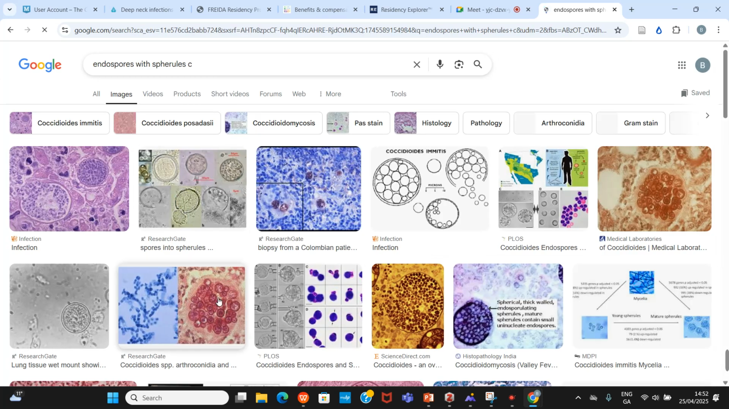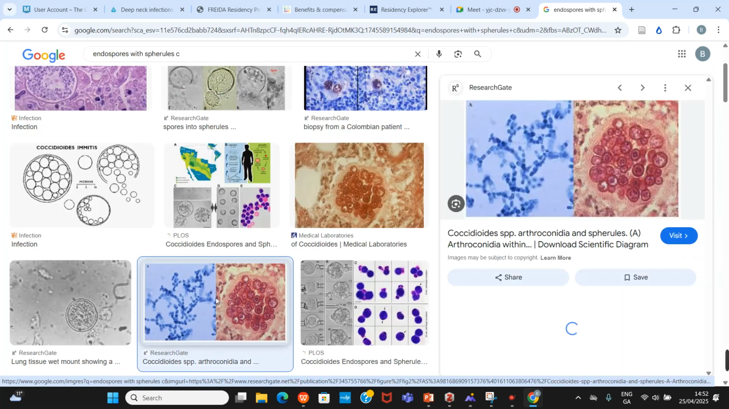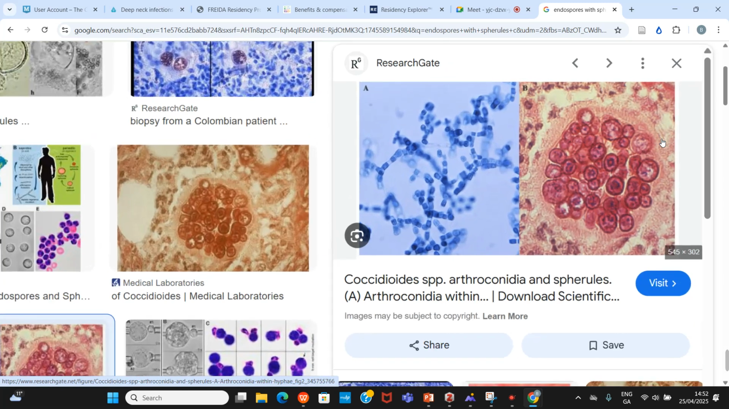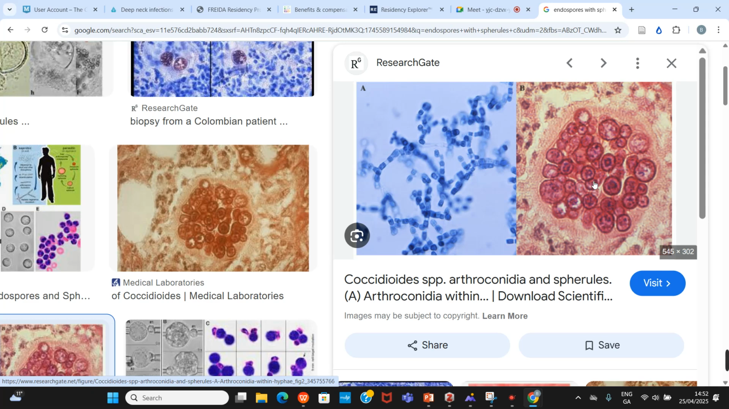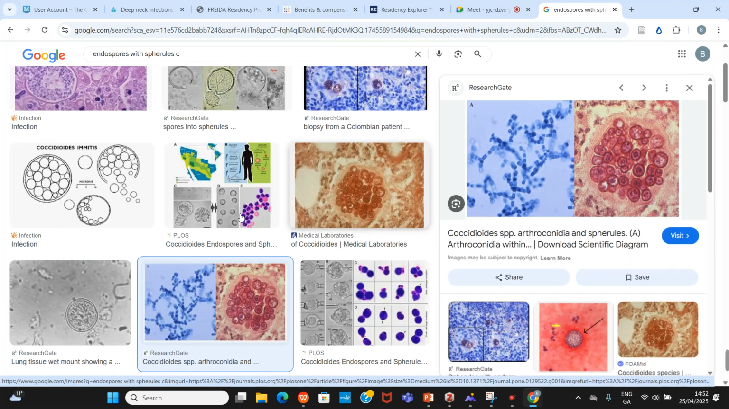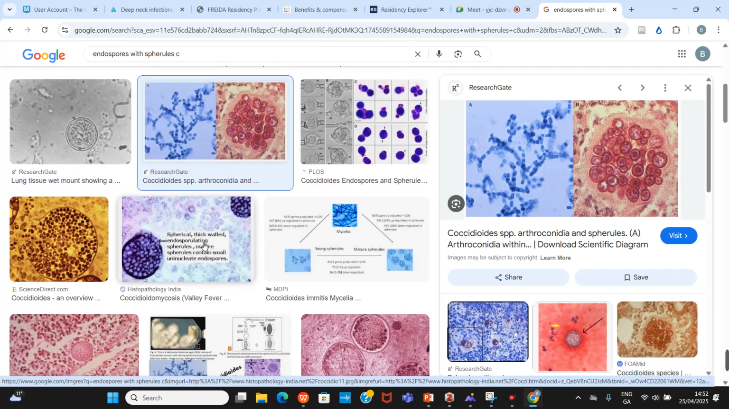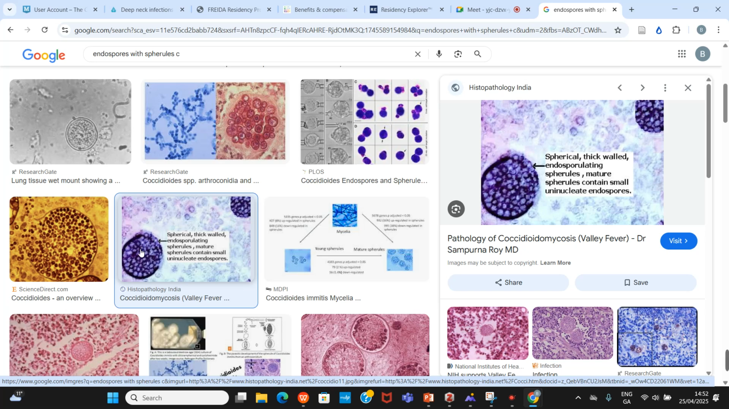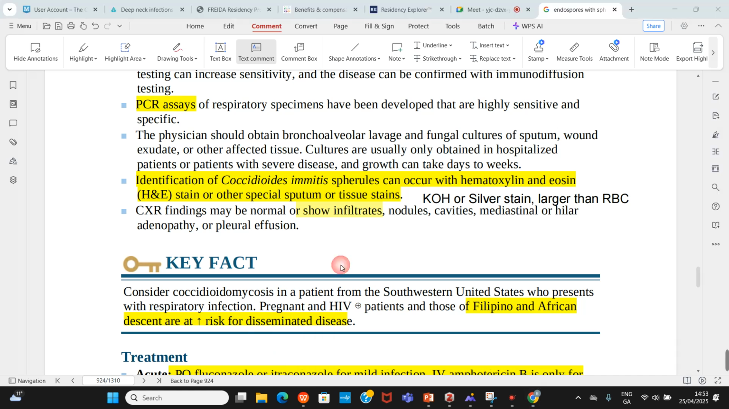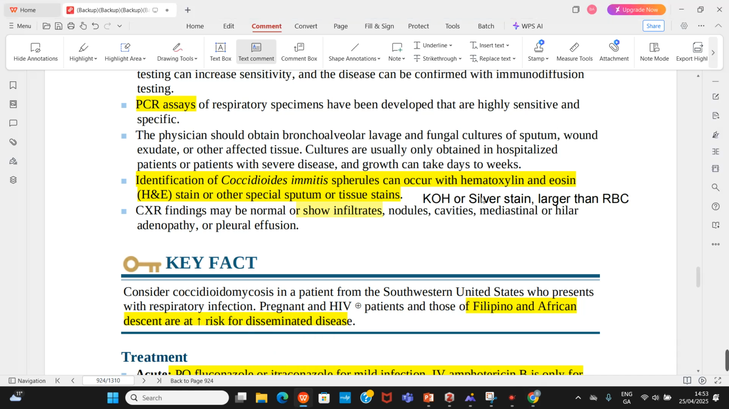So this is an example. We can see the endospores. You can see all these circular structures. Those are the spherules. So once you see something like this, containing small endospores, call that a spherule containing endospores, like a sphere containing tiny endospores. That's classic for coccidioidomycosis. So you can identify that with the KOH or the silver stain.